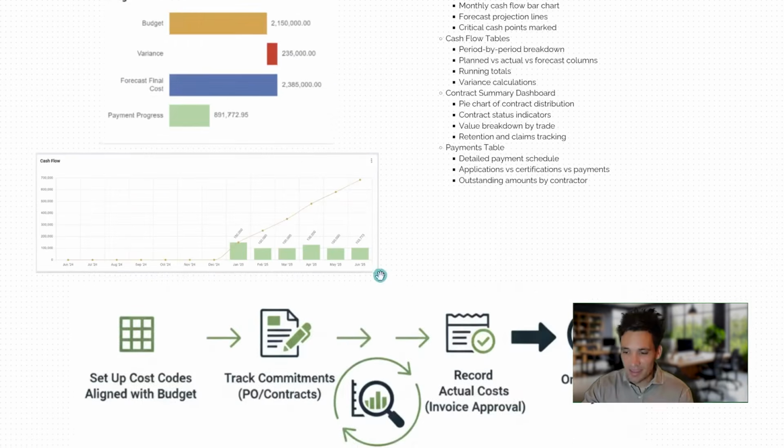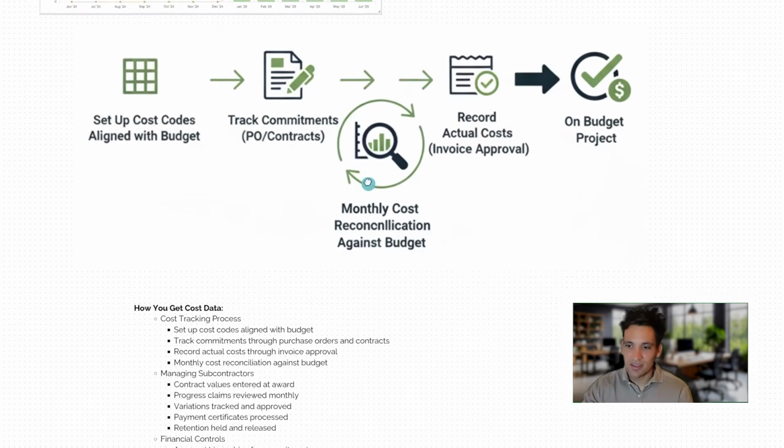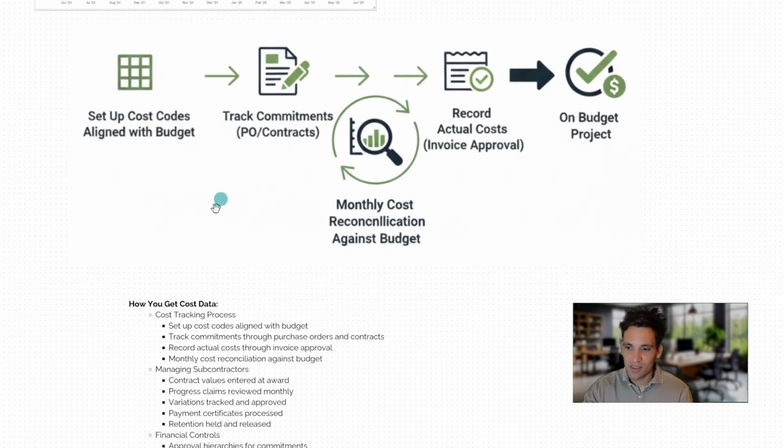Okay, so how do we actually collect this cost data that's going to go into our dashboard? Well, it starts with setting up cost codes that align with our budget. We have our budget, which is basically a bucket of money to complete the project scope. We then want to break that down into cost codes or sub-budgets. So a cost code for building might be something like earthworks, foundations, structure, fit out, so on and so forth. So we have different cost codes for all these activities.